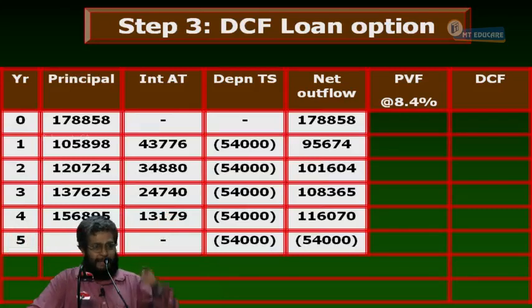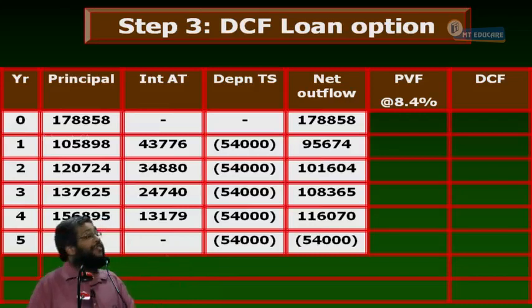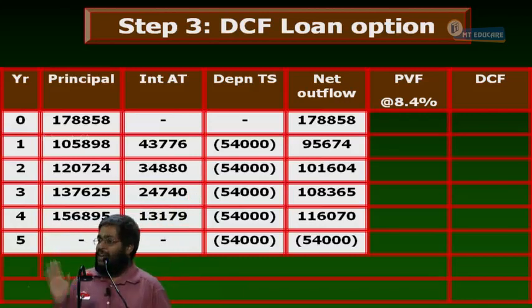Now, 14% is the borrowing cost. This question, unlike the previous question, has not given you the cost of capital. So what we assume is the borrowing cost, let's assume that for discounting. We'll see the chart later. When cost of capital is not given, one can assume the borrowing cost as the discount rate.